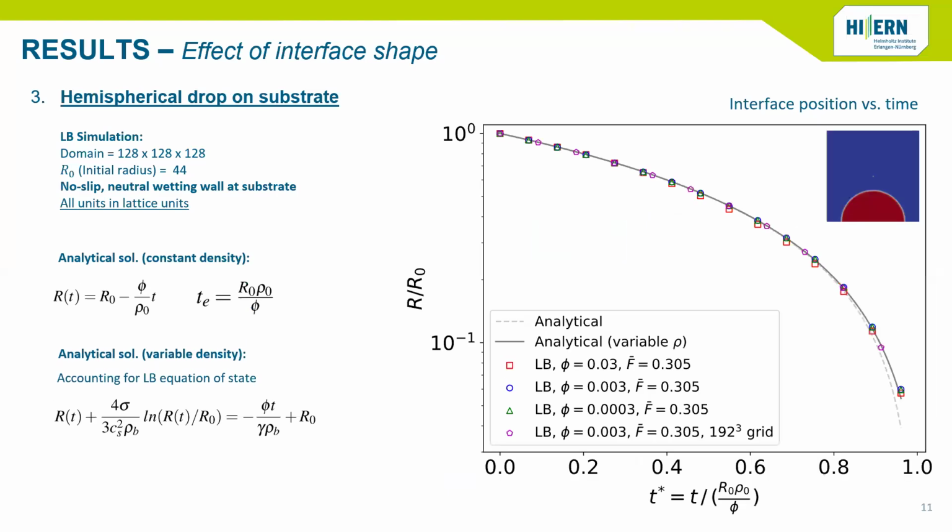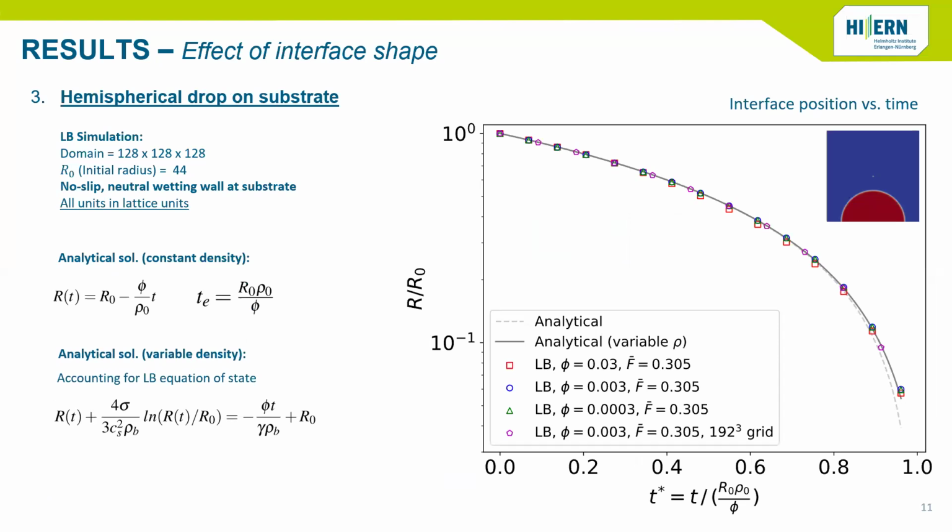Then we have, in this case, a hemispherical drop on a substrate. So now you have walls on the top and bottom. These are neutrally wetting. The analytical solution remains the same as last time. In this case, you'll see that I get good agreement, with the same threshold as last time, if I evaporate slowly.